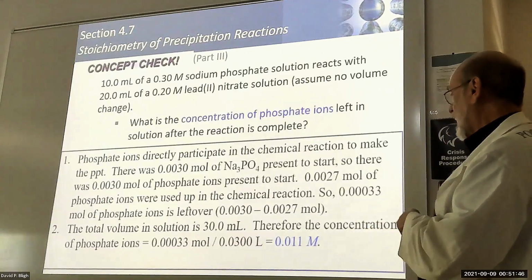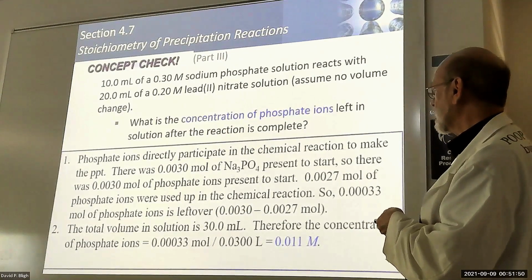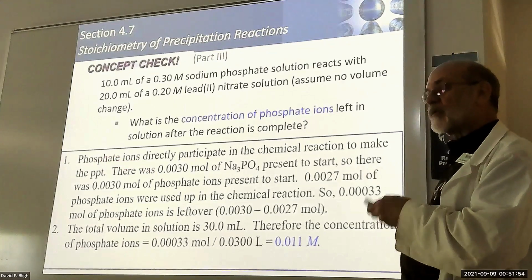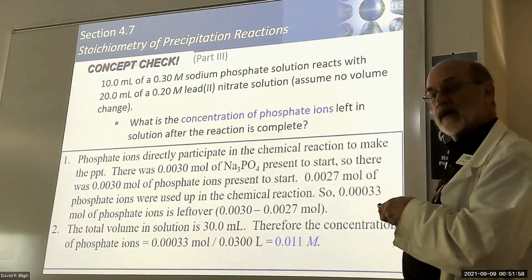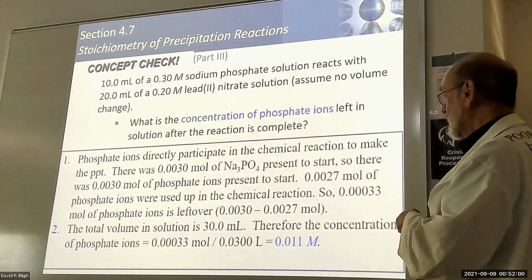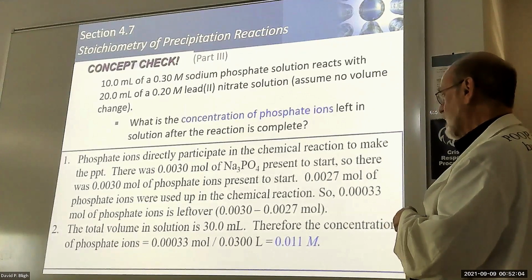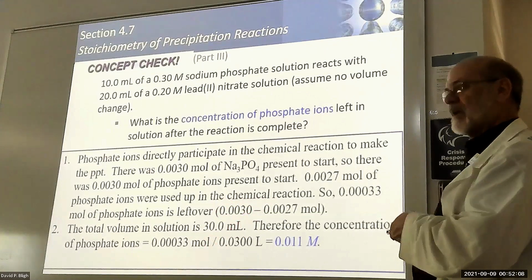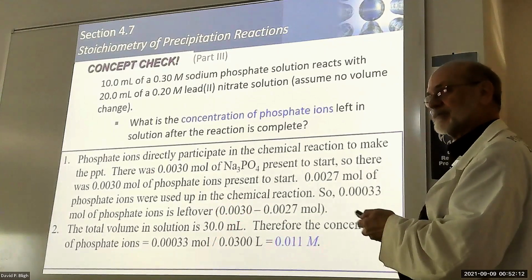But this one is a little more complicated because you did use some of the phosphate. Some of it was used up, but that was the excess reactant. So you're going to have some phosphate left over. And to calculate its concentration, you got to figure, all right, how much phosphate did I use? And then subtract that from how much you started with. And then divide by the volume, and that gives you the concentration of phosphate, which is pretty low, actually.